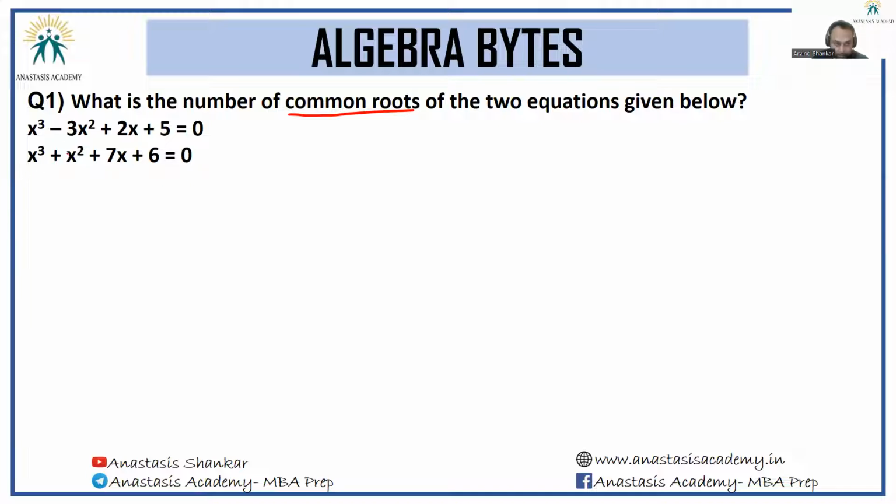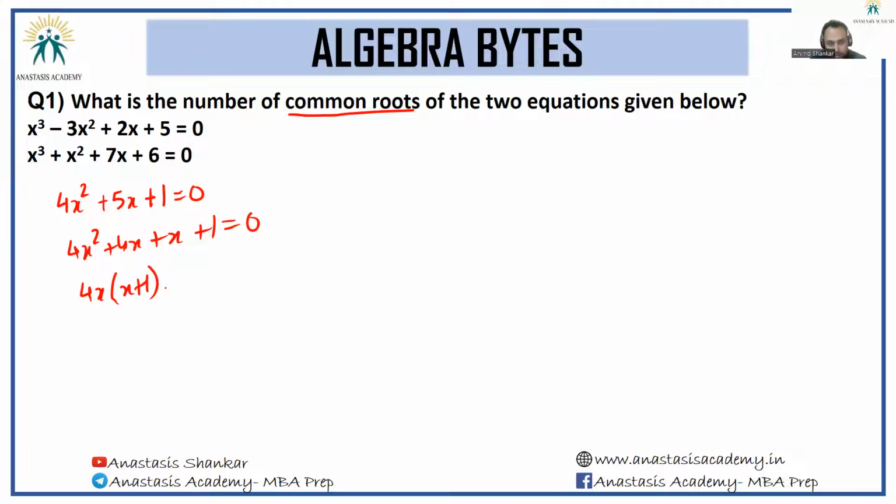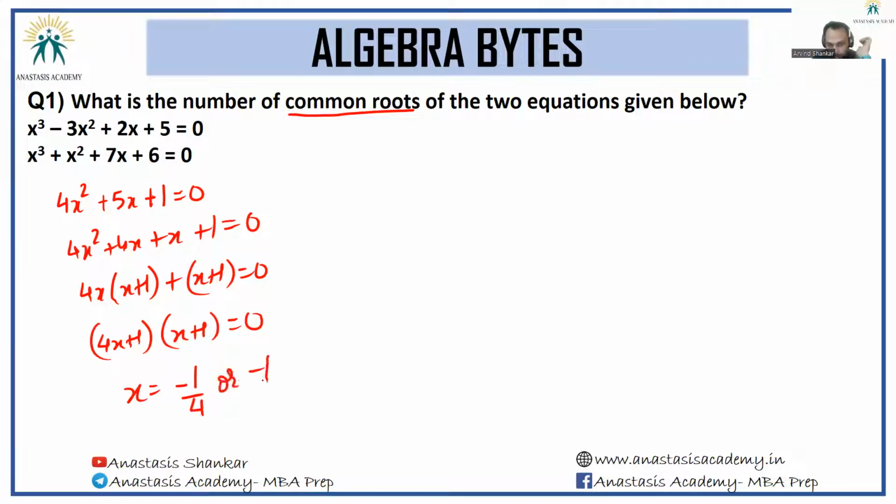We end up getting 4x square plus 5x plus 1 is equal to 0, or 4x square plus 4x plus x plus 1 is equal to 0. 4x taken out common, x plus 1, plus x plus 1 is equal to 0, or 4x plus 1 and x plus 1 is equal to 0, which gives me two potential values of x. X could be equal to minus 1 by 4 or minus 1.